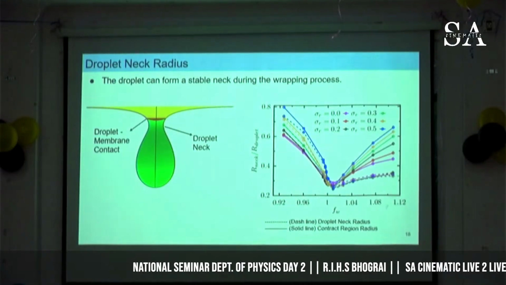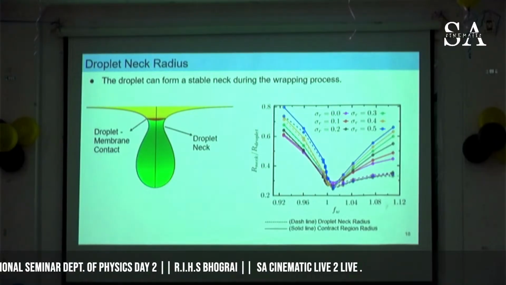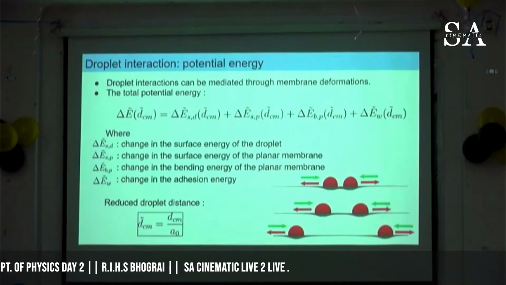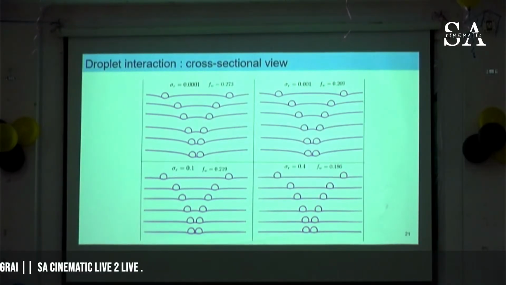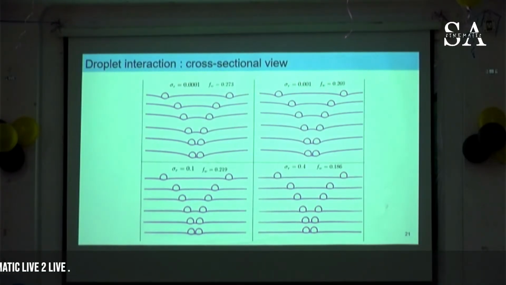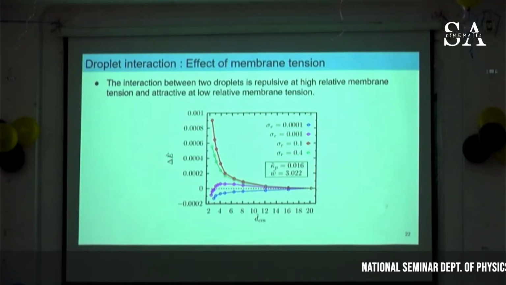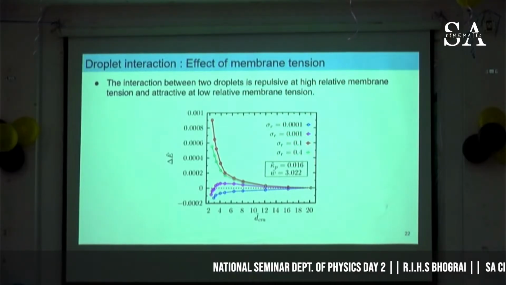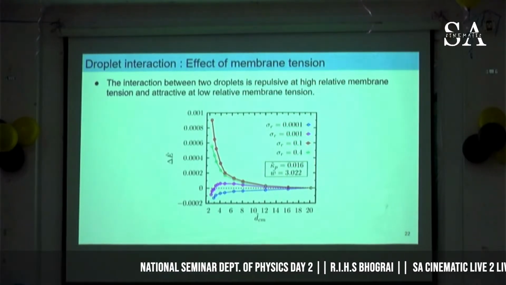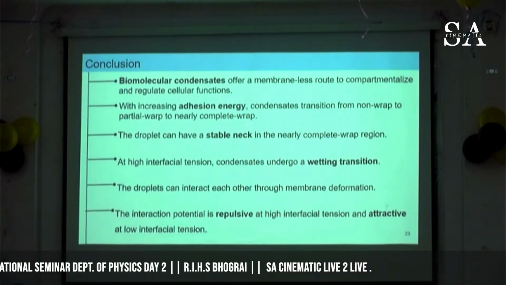Next. We found that the droplet is not getting completely wrapped, rather it stays at a stable length. Next. If two droplets are present on the membrane, they can interact or repel each other depending on the tension of the membrane. If the membrane tension is much higher, they will repel each other, but if the tension is low, they will interact with each other. So these are the conclusions.